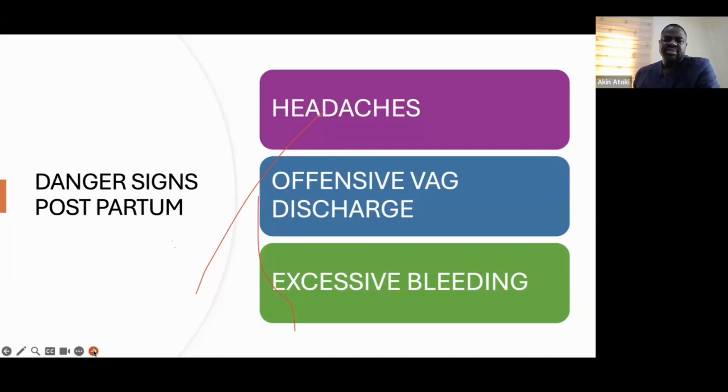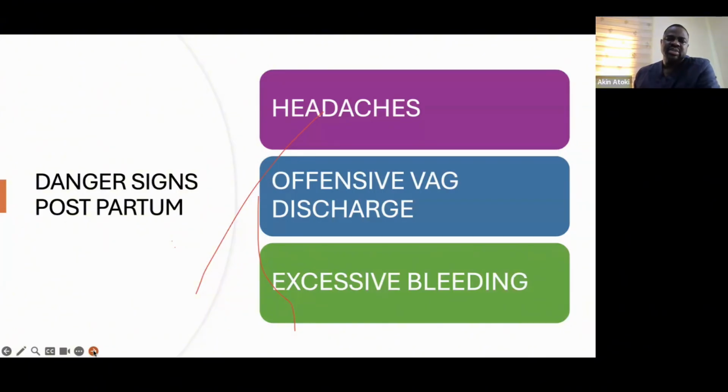It might mean that there's a genital tract laceration somewhere for those that have a vaginal delivery, or even a cesarean section. It might mean that there's a problem somewhere. It should not be heavy. It might mean that there are retained products of conception also, if bleeding is excessive. And it might also mean that there's an infection. Sometimes an infection will also cause excessive bleeding.